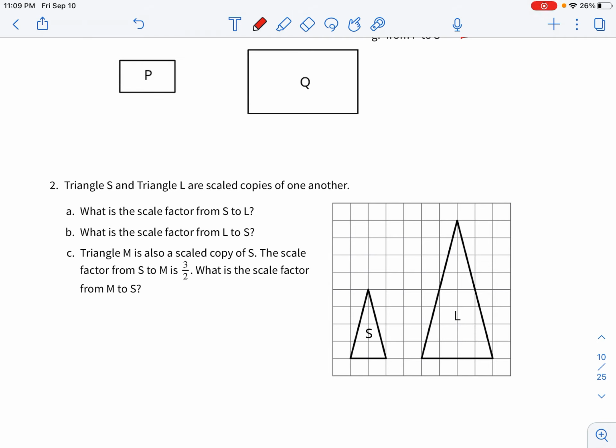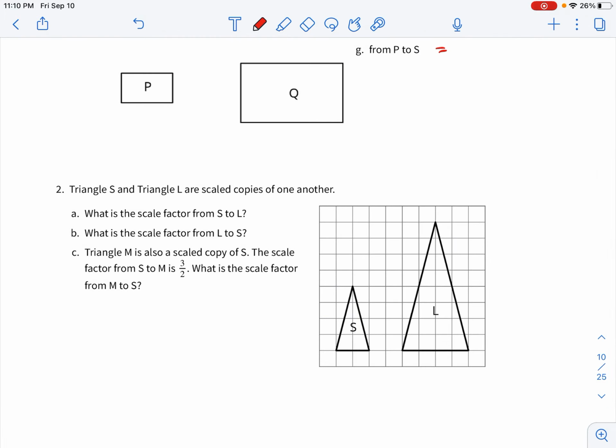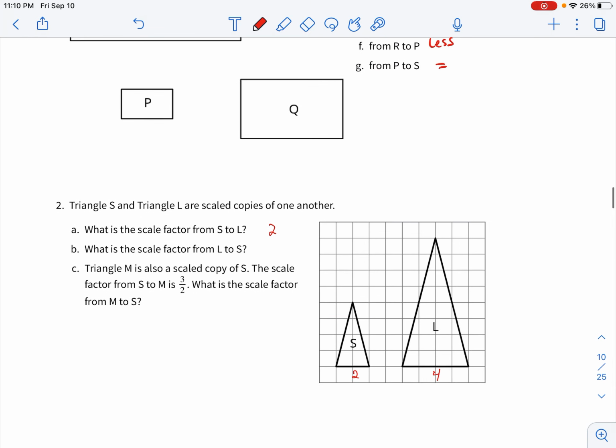Okay. So number 2, triangle S and triangle L are scaled copies of one another. What is the scale factor from S to L? So all we have to do is see how many units this is down here, which is 2, and then look at the bottom length on the next one, because remember, a scale factor, whatever you multiply the original by, gives you the new dimension when you multiply by the scale factor. So 2 times 2 would give you 4. So the scale factor would have to be 4. No, sorry, would not be 4, would be 2, because you're doubling it.